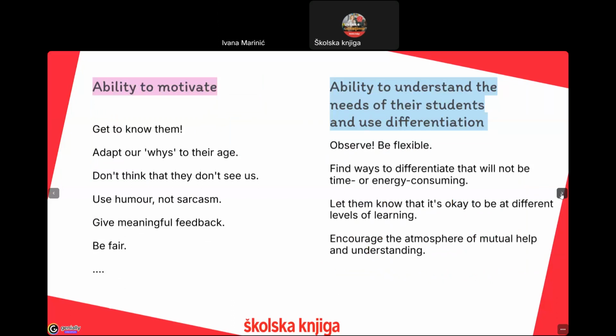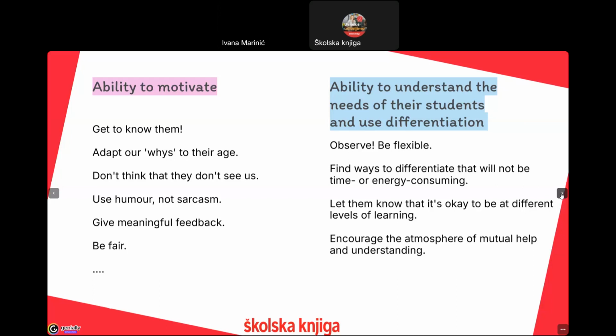Of course, our ability to motivate is important, and our ability to understand the needs of our students and to use differentiation. And now here are some pieces of advice that kind of worked for me, okay? First of all, I would always get to know my students, know what their interests are, etc. That would make communication much easier.